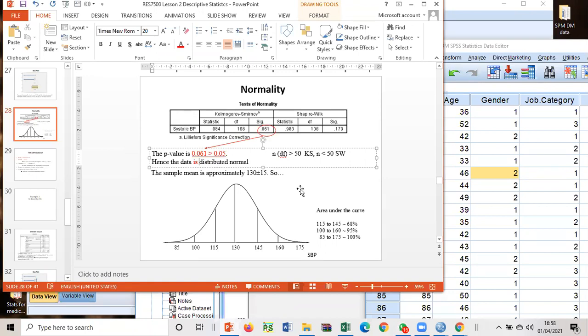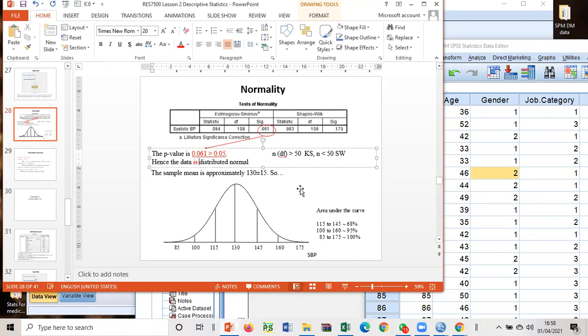Is it more than or less than 0.05? If it's more than 0.05, we say yes, data is distributed normally. Less than 0.05, we say data is not distributed normally. That's all for the time being. Questions?